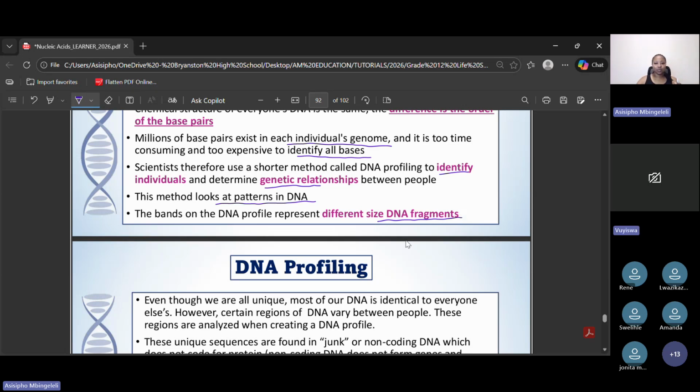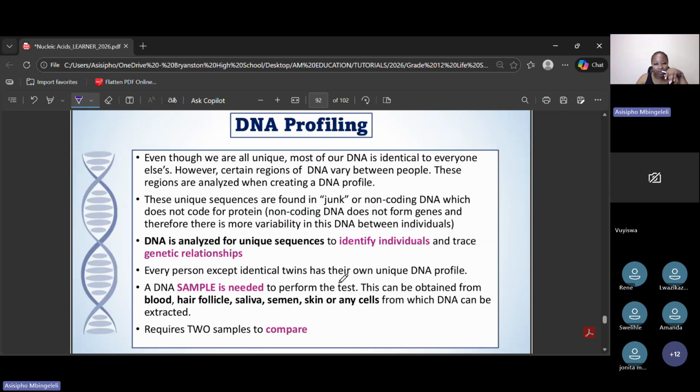So in this case, we shouldn't stress about how exactly they do this process. We should just know how to analyze the DNA profile. That's it. So I'm going to skip this part. This one is important. I'm going to skip this section only.